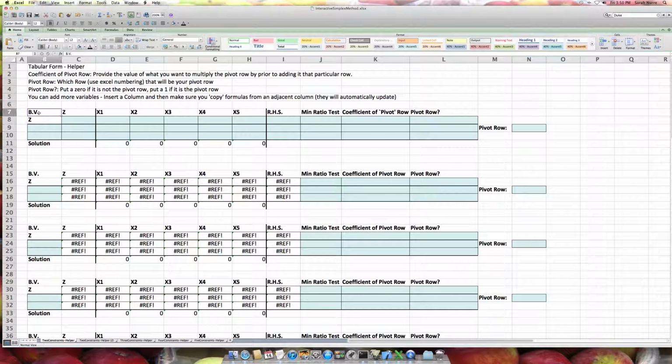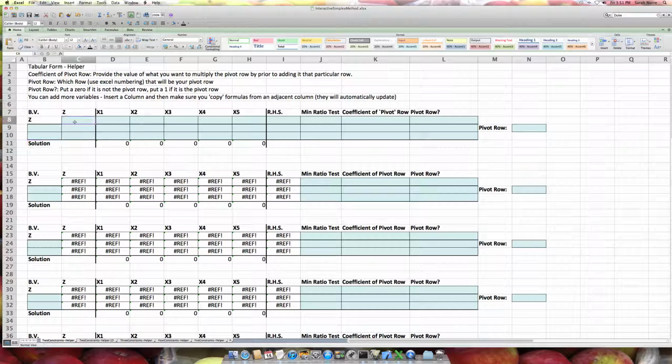As I said with the simplex video, I've changed it slightly. It's pretty much the same. I've just added borders to make it easier to see what you're looking at, and then this solution row, which we'll go over. It's just an easy way to see how you assign the solutions to these variables.